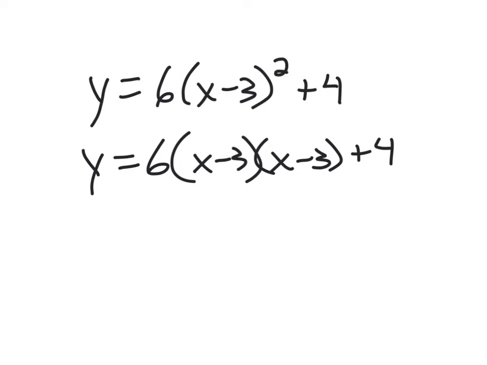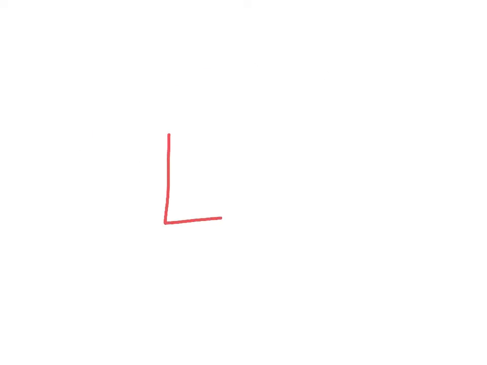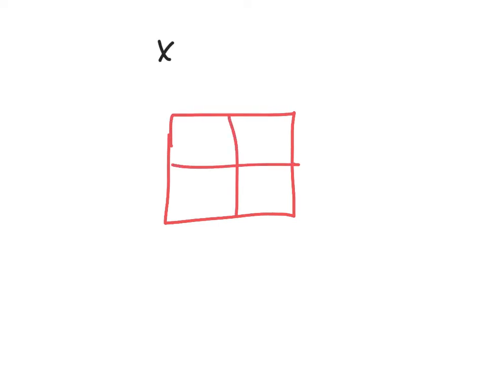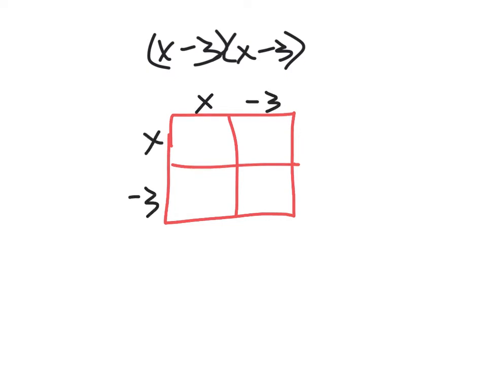Let me go to a new screen. So remember that we used the box method, and this is for a binomial times a binomial. Now this one happens to be a binomial times itself because it's x minus 3 squared. But we have x and then minus 3, then we have x and minus 3. So then our answers are going to be what we get inside here. We're going to multiply x times x for this one, x times negative 3 for this one, negative 3 times x for this one, and negative 3 times negative 3 for this one.